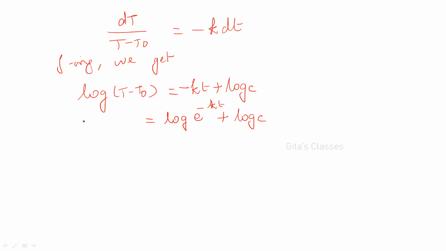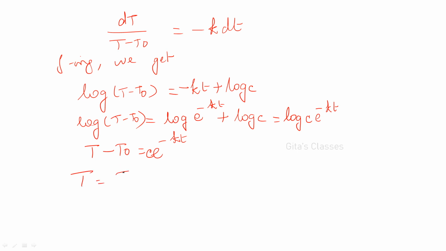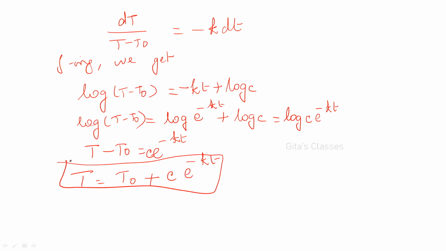So on the left hand side we have log of T minus T naught, that is T minus T naught is equal to e power minus kt into c. Okay, this can be written as log of c into e power minus kt. So T minus T naught, so T is equal to T naught plus c into e power minus kt. This is our equation, the solution of the Newton's law of cooling equation.